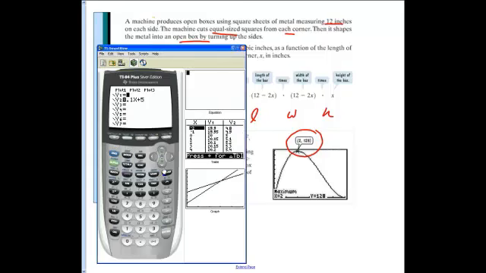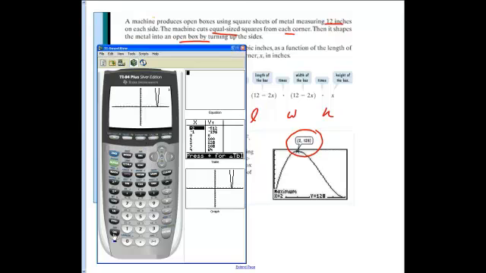So y equals, I'm going to clear these two graphs out, and I'll just plug it in just as is, 12 minus 2x times 12 minus 2x. If you want to simplify this, you can, times x, and we'll do a zoom standard. Of course, you're not going to be able to see the graph in there, so let's do a zoom fit and see what we get. Okay, and we're actually wanting to take a look at the graph.